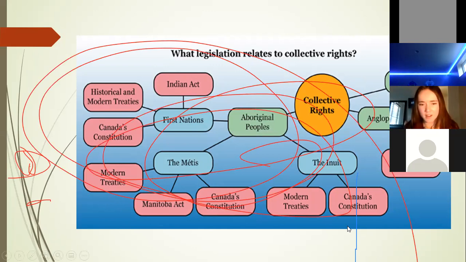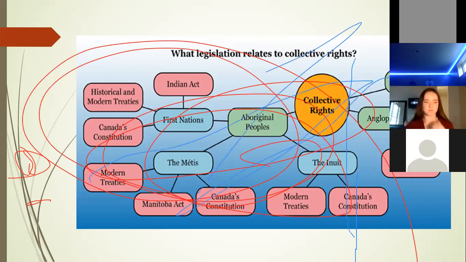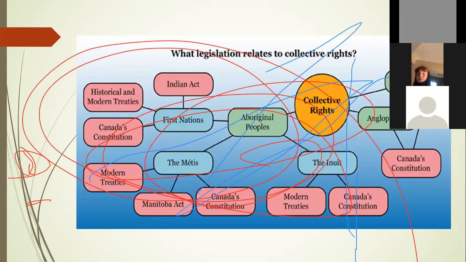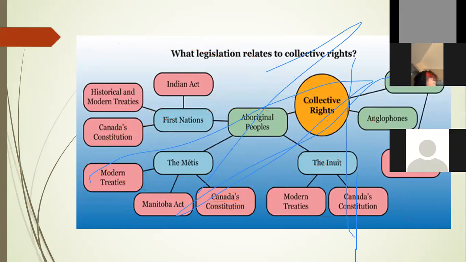Whoever's writing on my screen, stop it. Wouldn't it be the Canada's Constitution? That's exactly what it is. So all of them have that piece of legislation. Whoever wrote on my screen, erase it now. Not happy, grade 9s. This is elementary behavior.